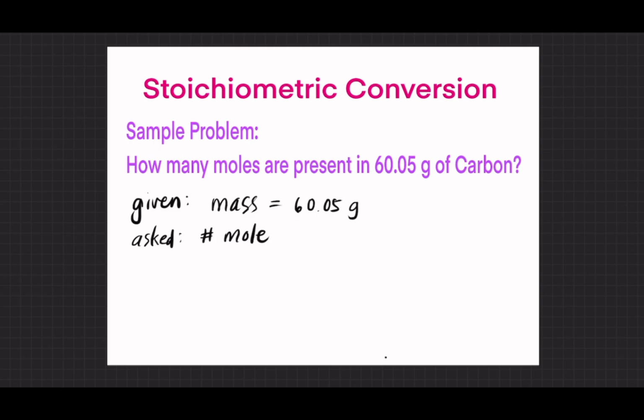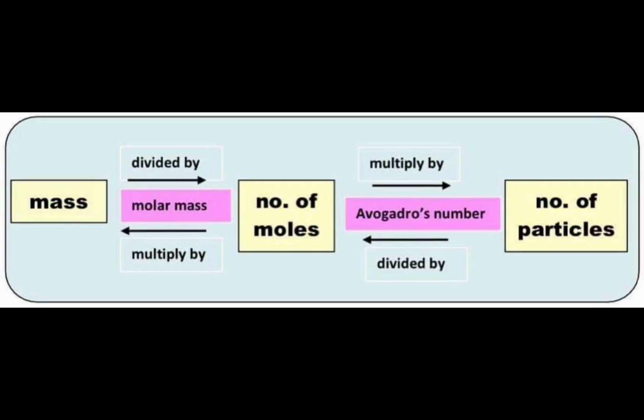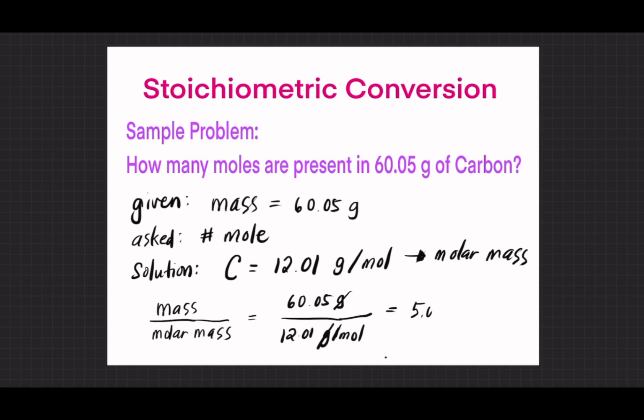To solve this, kailangan nato ang molar mass sa carbon which is 12.01 grams per mole. Gamiton nato ang stoichiometric conversion, diin mass divided by molar mass is equal to number of moles. So, ato lang i-substitute ang value sa mass and then sa molar mass, i-divide nato. And so, makuha na nato ang answer, ang number of moles. That is 5 moles of carbon. So, meaning to say, ang 60.05 grams na carbon is equivalent siya to 5 moles.